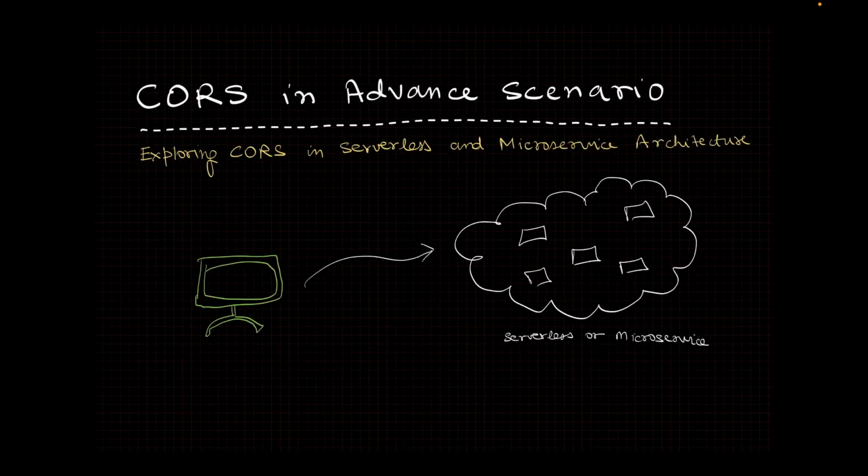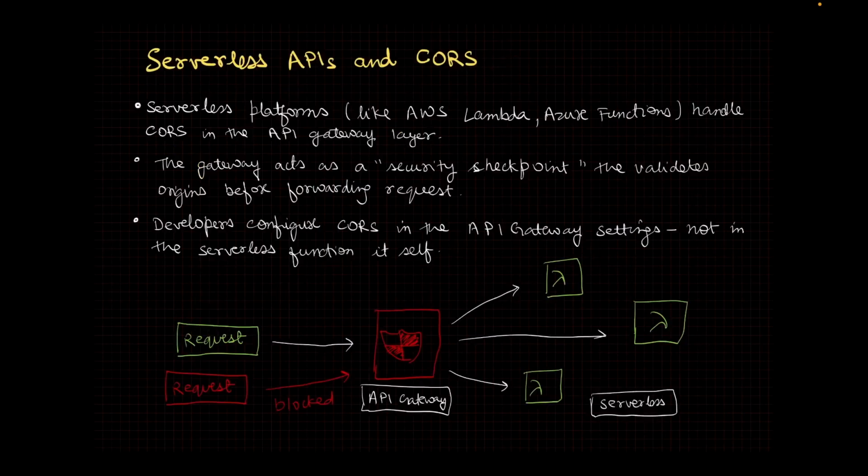Now let's see some CORS setup in advanced scenarios. Serverless platforms like AWS Lambda and Azure Functions handle CORS in the API gateway layer. The gateway acts as a security checkpoint and validates the origin before forwarding the request. Developers configure CORS in the API gateway settings, not in the serverless function. So you don't have to add CORS separately. We just use an API gateway and impose CORS there. The trusted request will go to the serverless function. However, the malicious request will be blocked.